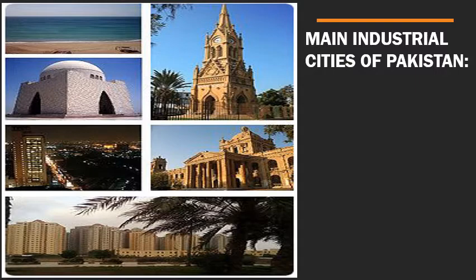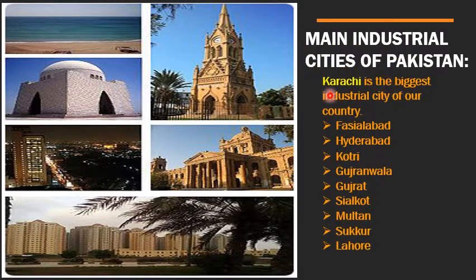The rest of your chapter has the information of Pakistan in terms of trade and industries. Here are some main industrial cities of Pakistan. Karachi is the biggest industrial city of our country. Everybody knows that Karachi is the biggest city of our country, but we must also know that Karachi is the biggest industrial city as well. Other than Karachi, there are other cities like Faisalabad, Hyderabad, Kotri, Gujranwala, Gujrat, Sialkot, Multan, Sukkur and Lahore. These are the main industrial cities of Pakistan.